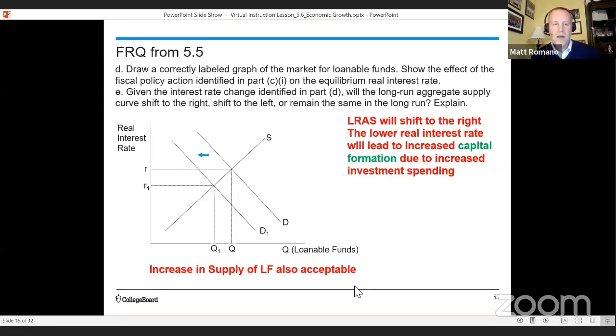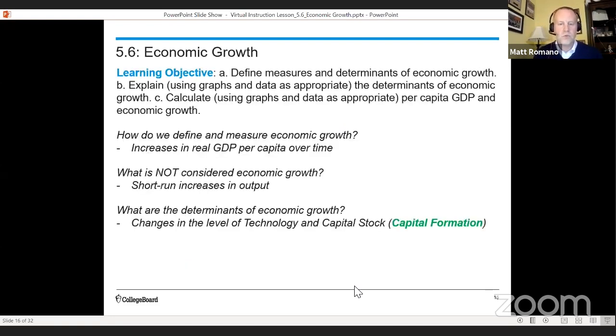That's what I was talking about with the exam question that we discussed at the beginning of the lesson. So that's going to be a common explanation when we want to make a linkage between changes in investment spending and changes in long-run aggregate supply, changes in the economic growth rate. It's the capital formation that drives it, and capital formation comes from investment spending. Make sure we've made that connection and that we're capable of making that connection when we're describing the reasons for economic growth. So those are the determinants and the measures of economic growth.